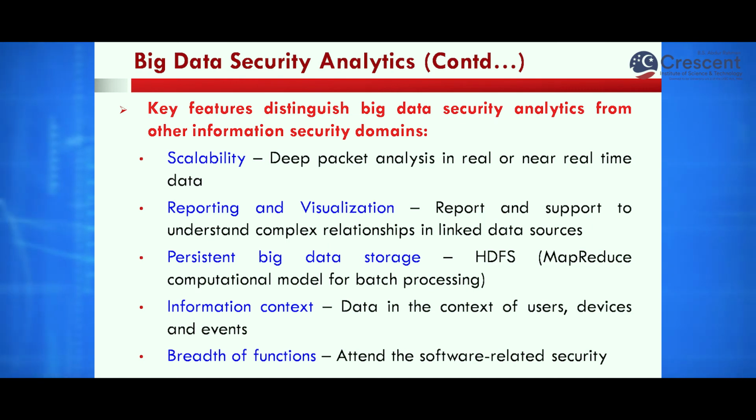The fourth feature is the information context. If you want to analyze the data once it is gathered, we need to analyze the data in the form of users, devices, and then events. So we need to know what the context is between that data. Then finally, the feature of big data security analytics is the breadth of function. It means that if you want to apply this concept, we need to attain software-related security. So these are all the 5 important features of big data security analytics.